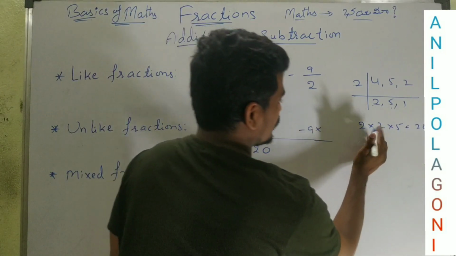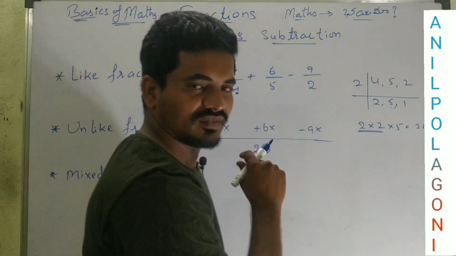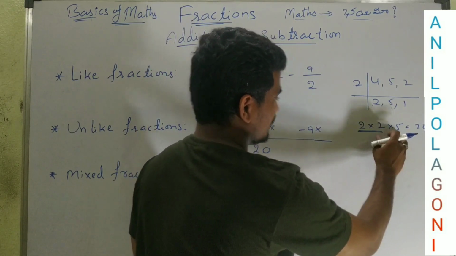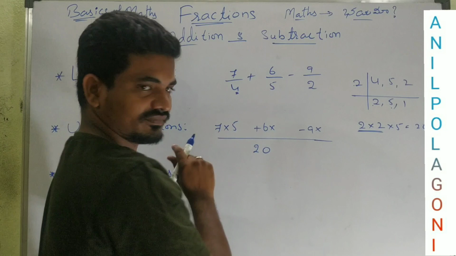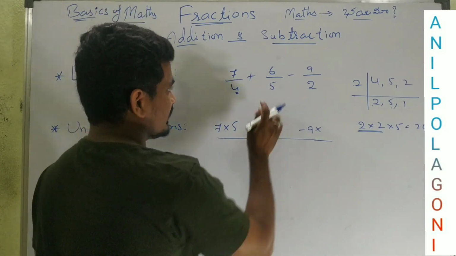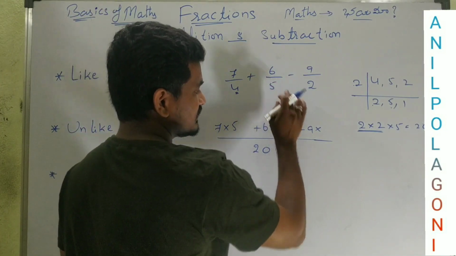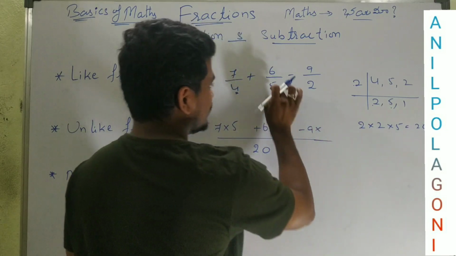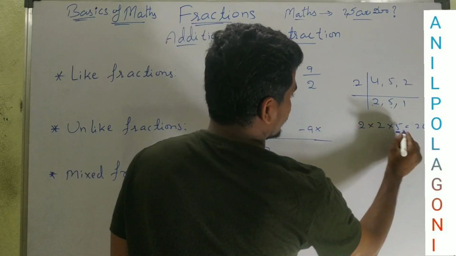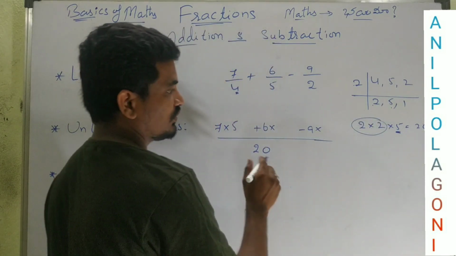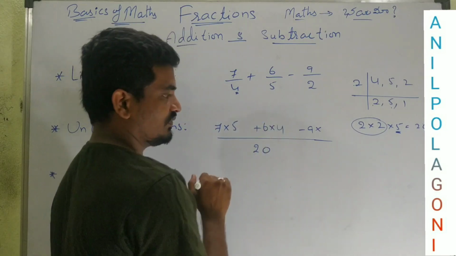So 2 2s are 4 here. Remaining number is what here? 5. So that number you can write here. Clear? And next 6 down, what is there? 5 is there. So take 5. Remaining number is what here? 2 to the 4. Okay, multiply with 4.